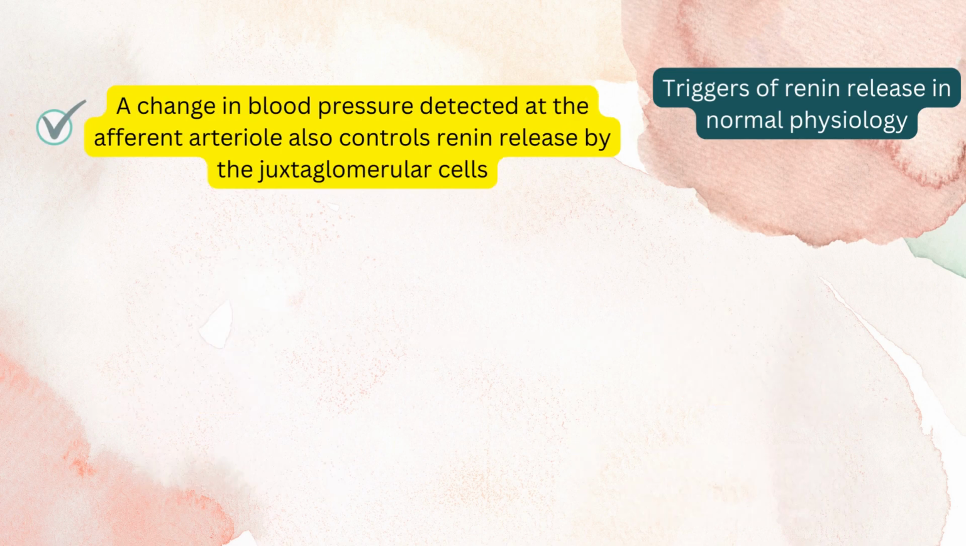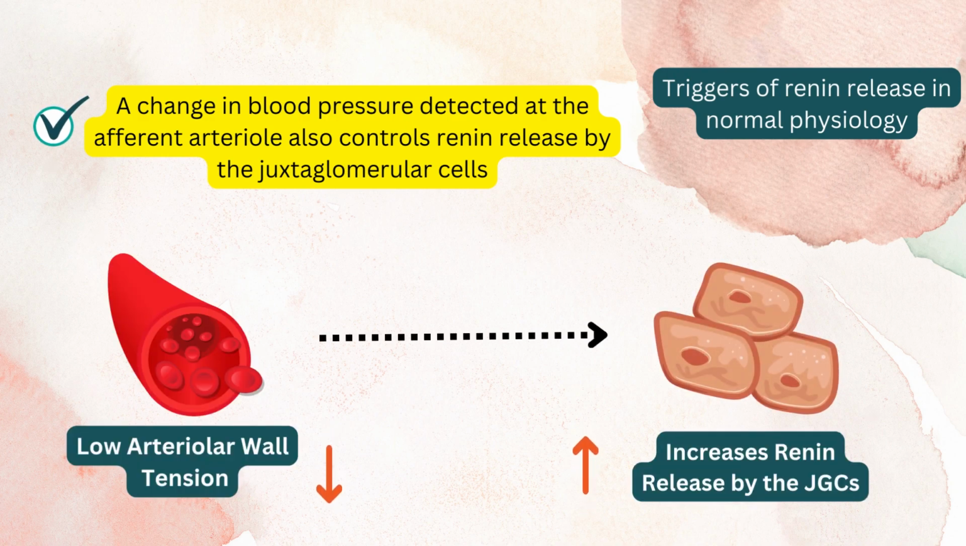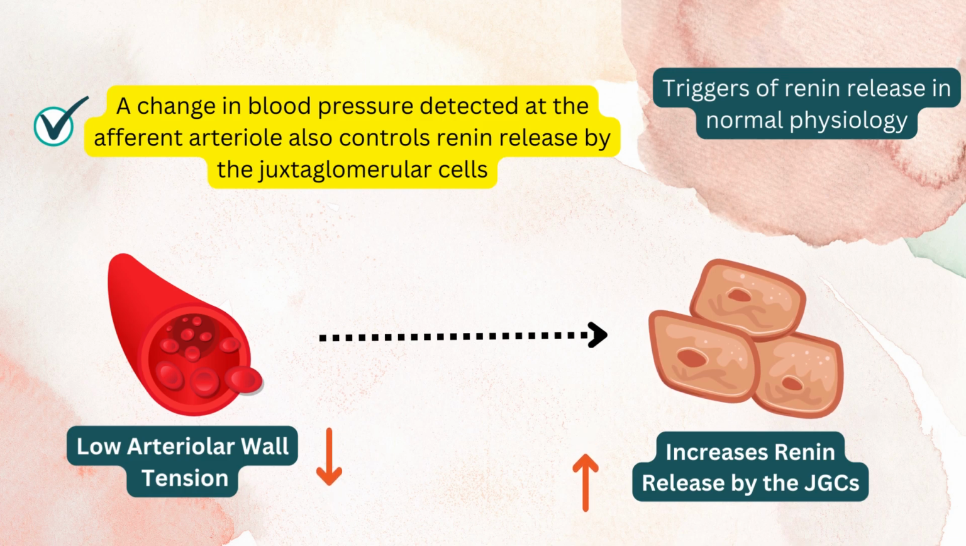A change in blood pressure detected at the afferent arteriole also controls renin release by the juxtaglomerular cells. In the setting of hypotension, low tension in the afferent arteriolar wall activates stretch-sensitive baroreceptors lining the afferent arteriole. This increases the release of renin by the juxtaglomerular cells, which ultimately enhances sodium conservation and the maintenance of intravascular volume.